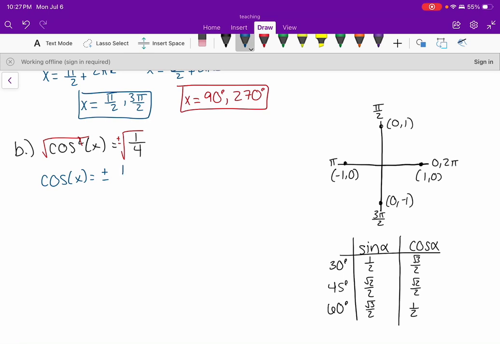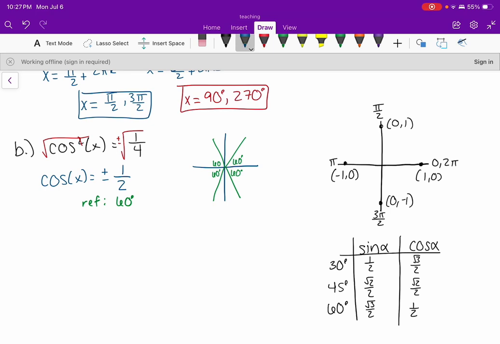So square root of 1 is 1. Square root of 4 is 2. So I have plus or minus 1/2. Well, my reference here is going to be, if I look at my table, 60 degrees. Cosine is positive in quadrants 1 and 4. It's negative in 2 and 3. So I'm pretty much just looking everywhere. I want all the angles that have a reference of 60. Any of them would work in this.